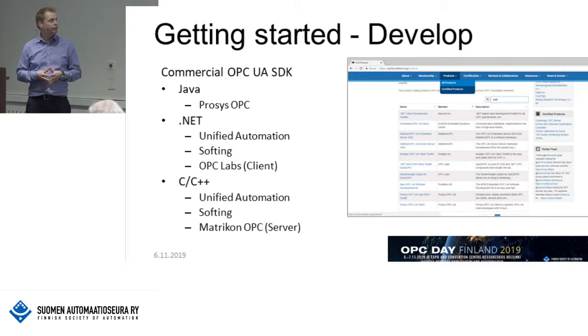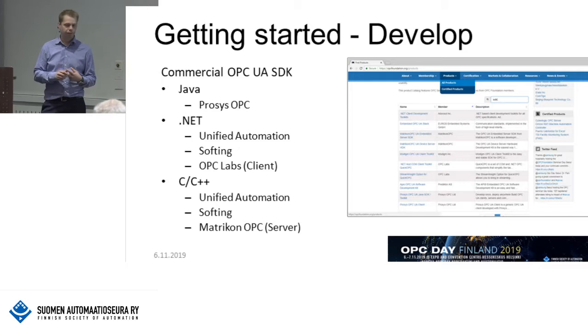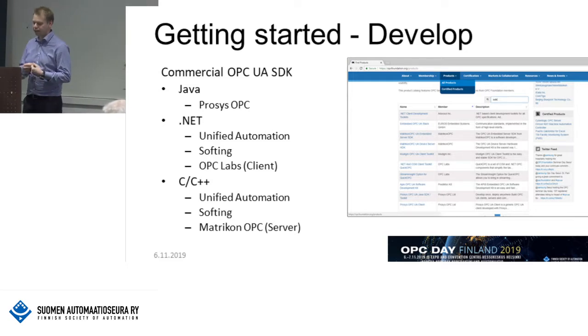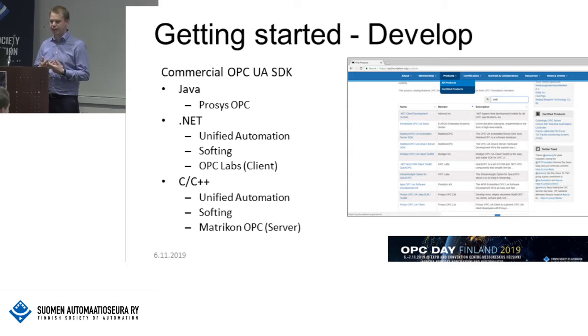So we provide for Java. For .NET, there are Unified Automation and Softing, providing client and server SDKs, and OPC Labs for the client. On the C++ side, Unified Automation and Softing once again have client and server SDKs. Unified Automation also has a PubSub SDK. And Matrikon has Flex, an SDK for more embedded devices.